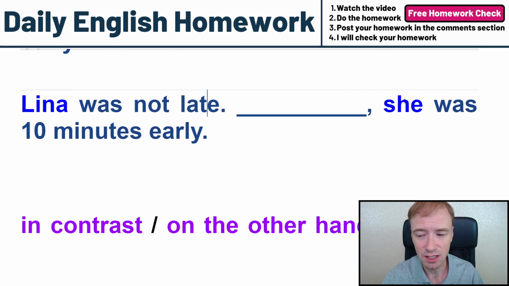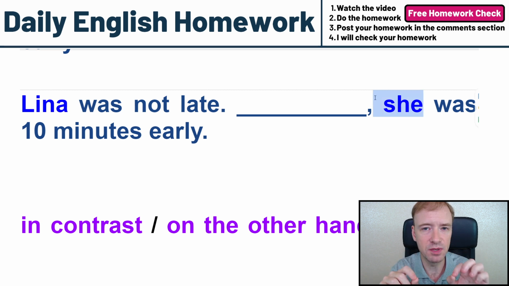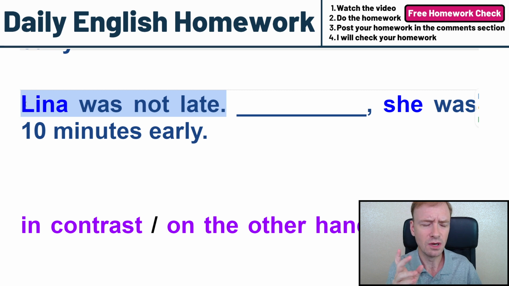Lena was late. She. Okay, we have the same subject. We're talking about the same subject. This is very important when you're using on the contrary. All right, so Lena was not late. Okay, so someone or something is suggesting Lena was late. And this idea is wrong. Lena's not late. Okay, Lena's not a late person. So the idea of this sentence that Lena being late is wrong.